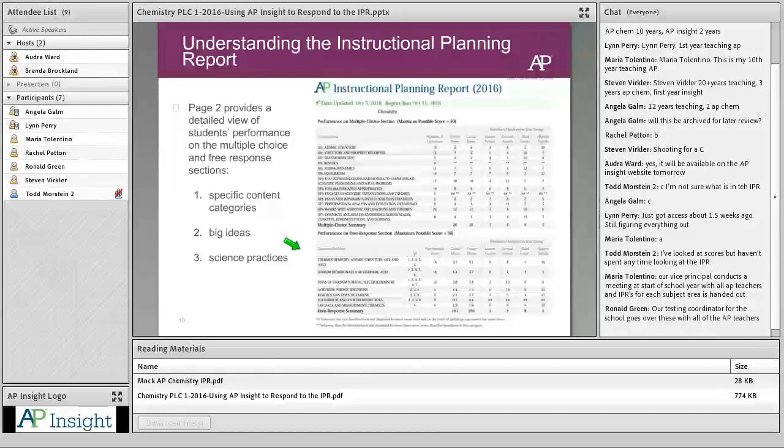And Ron, that's really interesting as well. I'd be interested again to see what they have you looking at within your school. Feel free to share over there in the chat box about how you guys are using it, because that would be really great information, especially for some of the people who haven't spent a lot of time with the IPR.